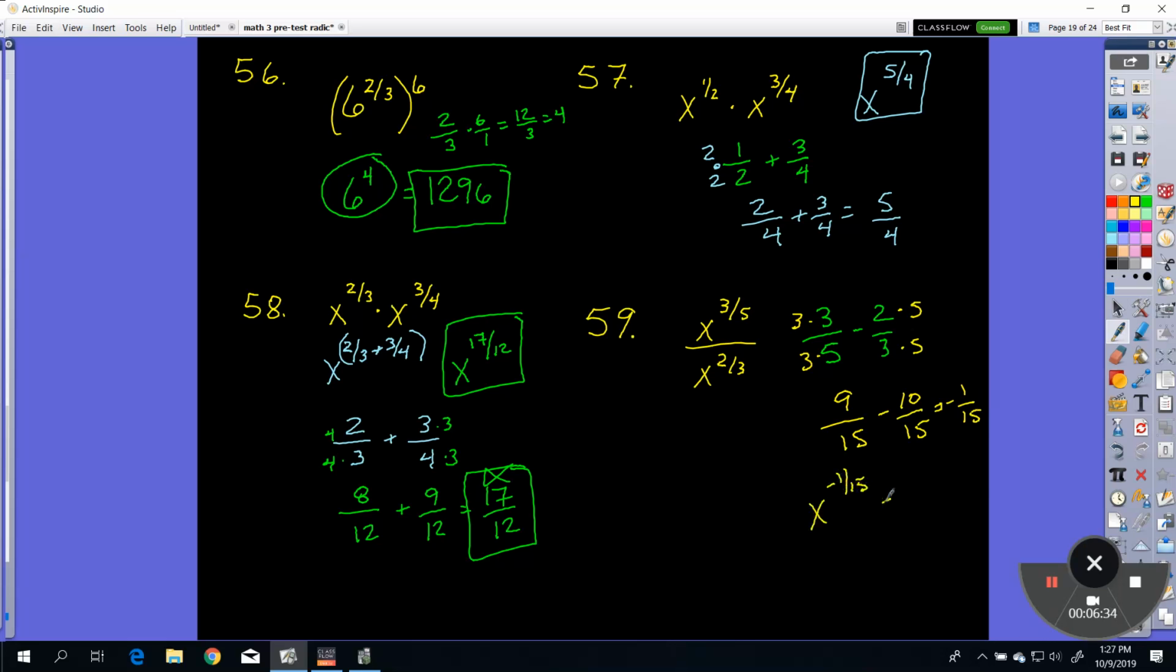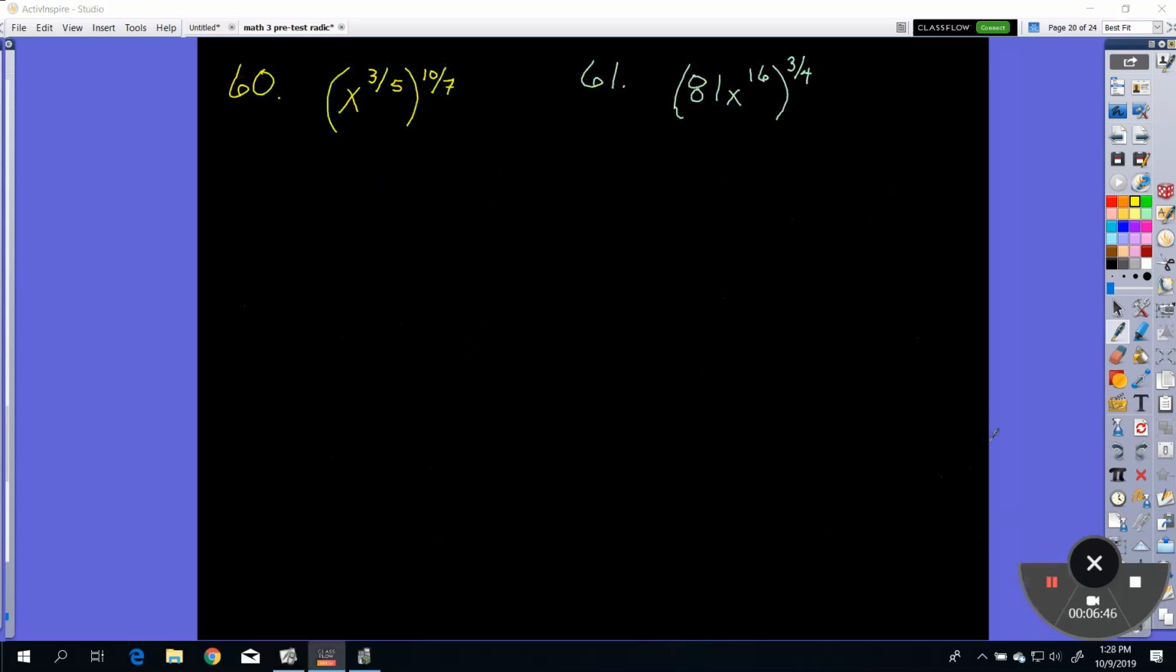We don't like to leave a negative exponent, so really what happens to that is it moves to the bottom. So that's a 15 on the bottom. And that's our answer on that one.